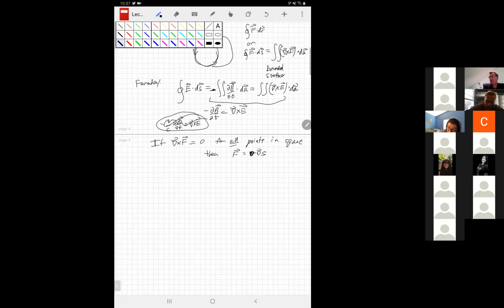Now, not just if del cross F equals 0 at one point in space. Something could always have 0 derivative somewhere, and that doesn't mean much. But if it has 0 derivative everywhere, then let's construct a closed path. And along that closed path, I'm going to pick out 2 points, A and B. I'm going to have segment 1 and segment 2.